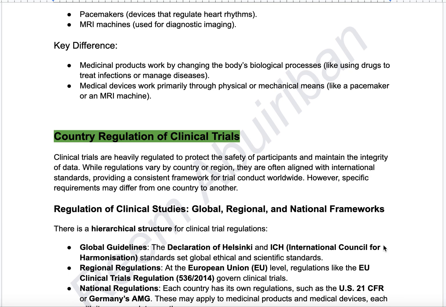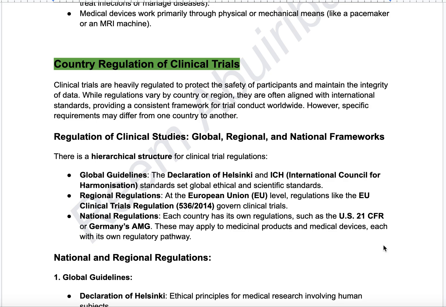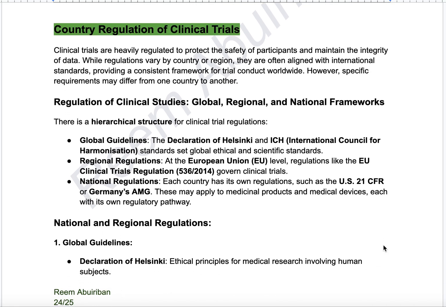Medicinal products work by changing the body's biological process, like using drugs to treat infection or manage diseases. Medical devices work primarily through physical or mechanical means, like a pacemaker or MRI machine. So we finished now the second part of the lecture. Now go to third part of the lecture: country regulation of clinical trials.